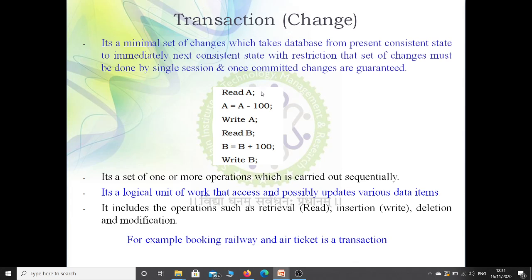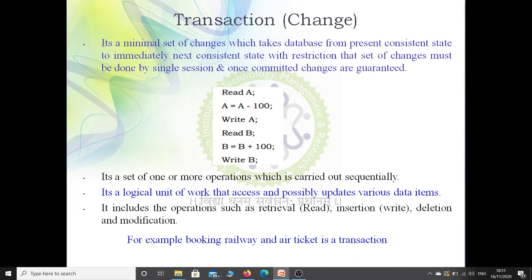Just take a simple example here. Suppose I want to transfer 100 rupees from account A to B. What set of instructions do I need to perform? First of all you need to read A, then deduct 100 rupees from A, then perform a write operation on account A, then perform a read operation on B, then add 100 rupees to B, and finally perform a write operation. So this complete package is considered a transaction.